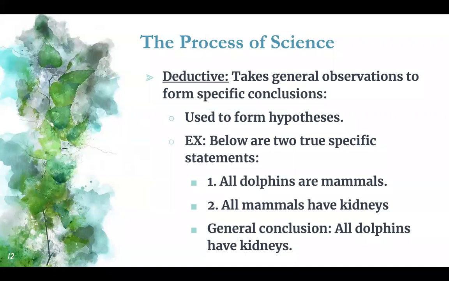First, I'm talking about dolphins being mammals and mammals having kidneys. So the specific conclusion is that all dolphins have kidneys. Okay. So that's why I say it is used to form a hypothesis, because after I come up with my specific conclusion, I'm either going to support or disprove it.